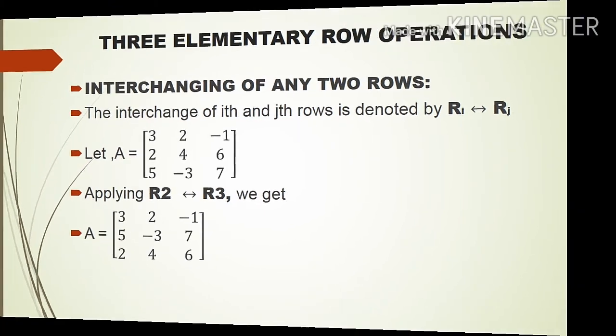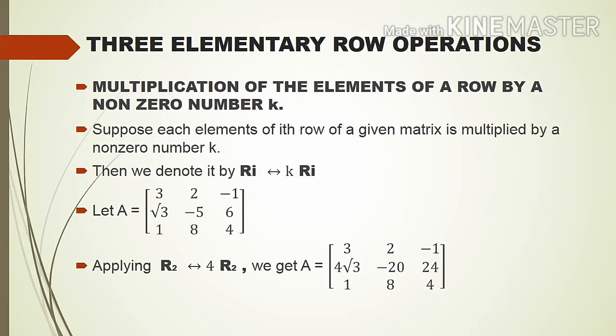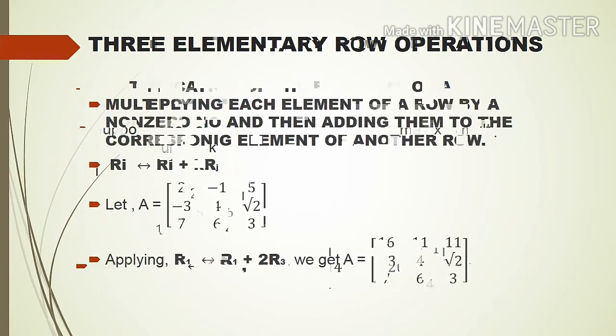Now we will discuss another property. The multiplication of the elements of a row by a non-zero number k. Suppose each element of the ith row of a given matrix is multiplied by a non-zero number k, and we denote it as Ri changing as k into Ri. So here another matrix is given. We are applying R2, that is, row 2 is changing as 4 into row 2. So each element of the second row we have to multiply with 4. So 4 into root 3, minus 4 fives are minus 20, 4 sixes are 24. Rows 1 and 3 will remain the same.